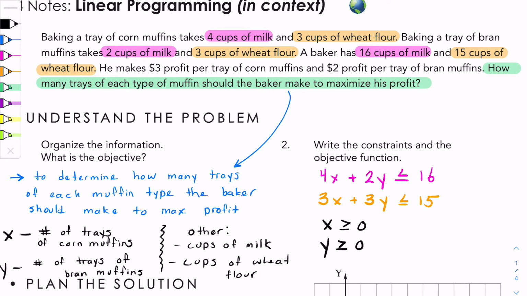Those don't happen every time, but a lot of times they do. So you do have to pay attention to what you're working with and make sure you define all variables and write all constraints. These here are the 4 constraints that you'll be graphing.